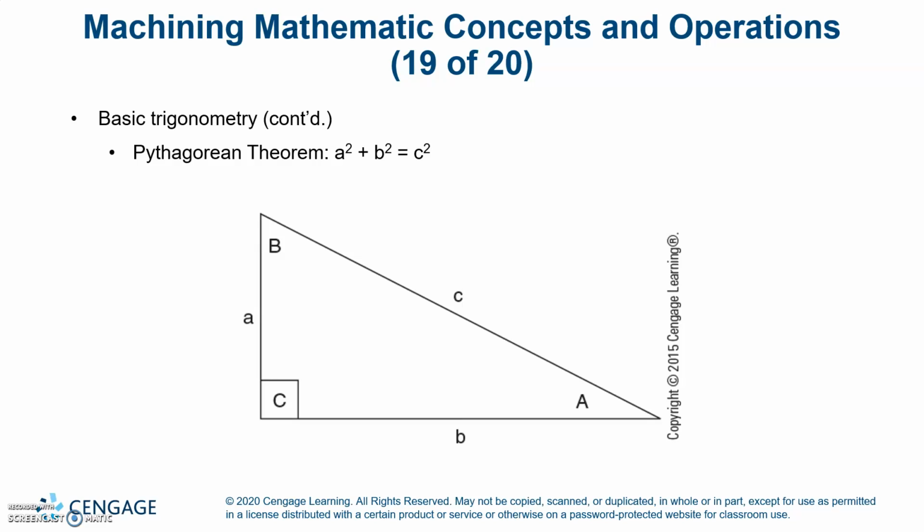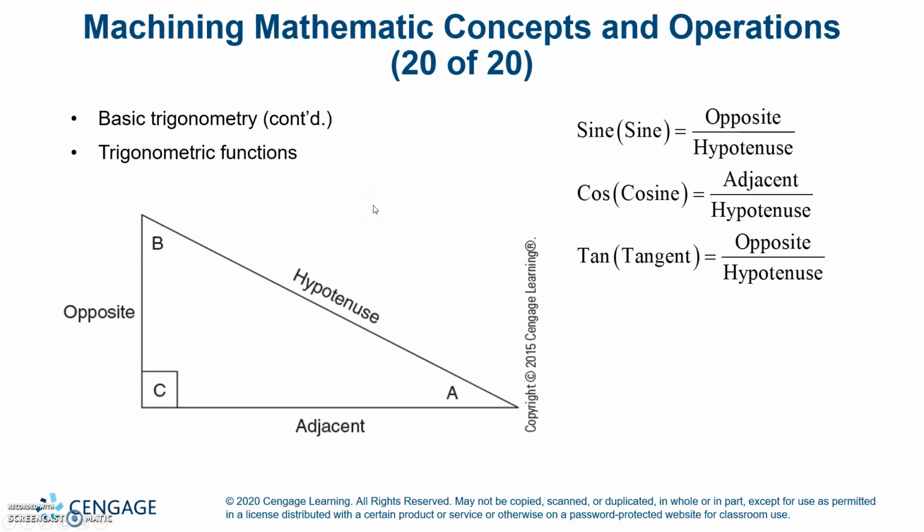Basic trigonometry continued. Pythagorean theorem: a squared plus b squared equals c squared. So the length of a squared, the length of b squared, and the length of c squared. Basic trig continued again: trigonometric functions. Sine equals opposite over hypotenuse. Cosine equals adjacent over hypotenuse. And tangent equals opposite over adjacent.